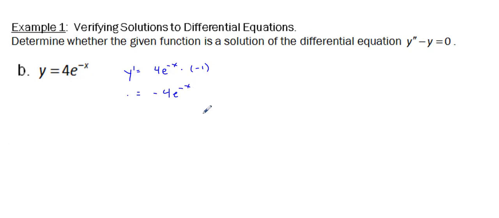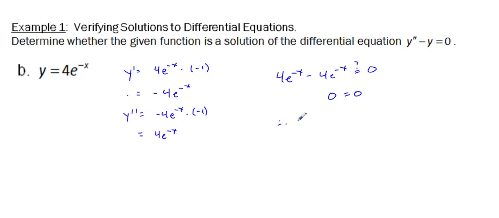You okay with that? And then y double prime, negative 4e to the negative x times negative 1 again, because the derivative of e to the x is e to the x, and then times the derivative of the inside. So 4e to the negative x. Okay, so there's the y double prime, 4e to the negative x, minus y, 4e to the negative x. Is that equal to 0? Heck yeah. Therefore, y equals 4e to the negative x is a solution to y double prime minus y equals 0.